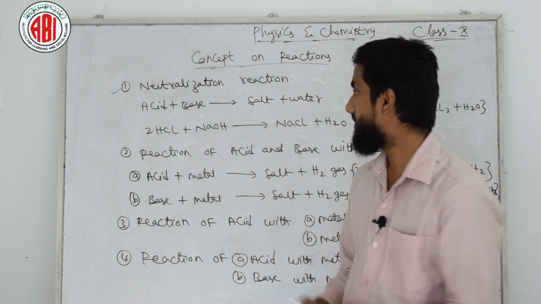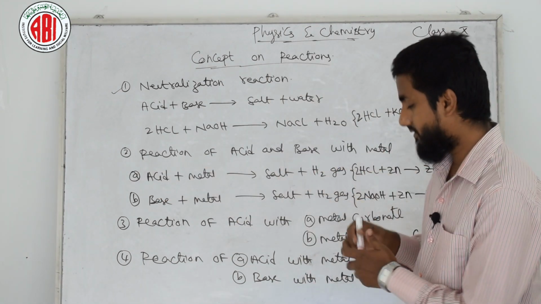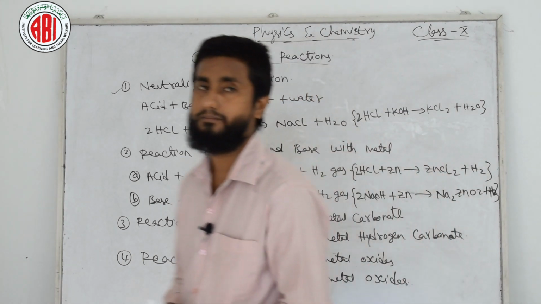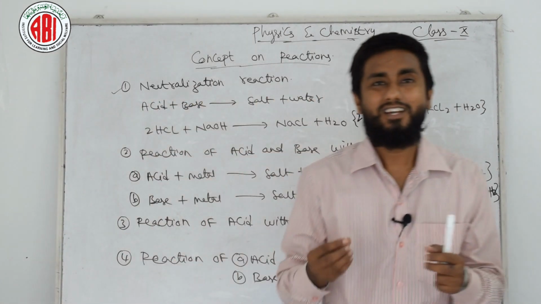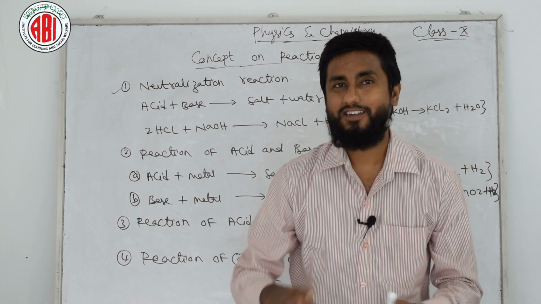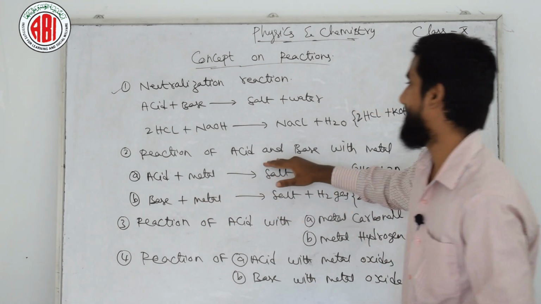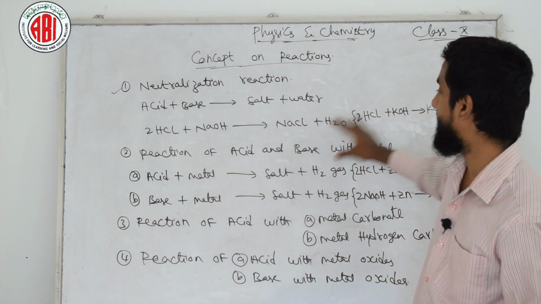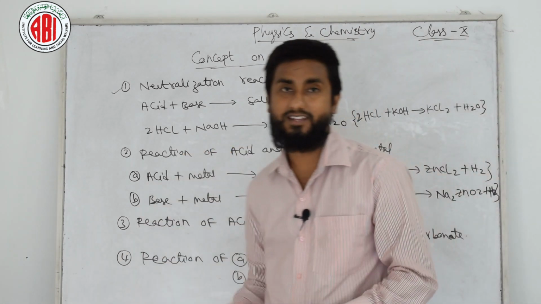So next we are going to learn the reaction of acid and base with metal. So what happens if acid and base mix with metal? It does not mean that acid and base are mixed together with the metal. We are just doing separate experiments, like acid plus metal, base plus metal. But the heading in your reader is reaction of acid and base with metal, so I wrote the heading like this also.